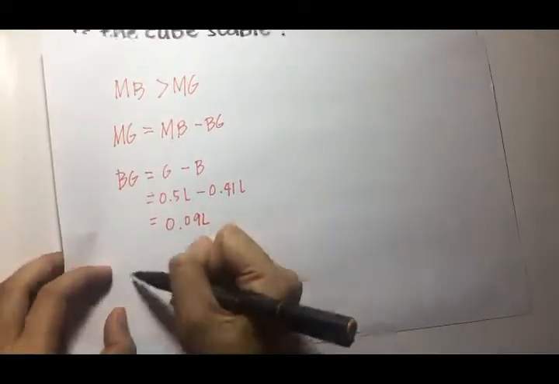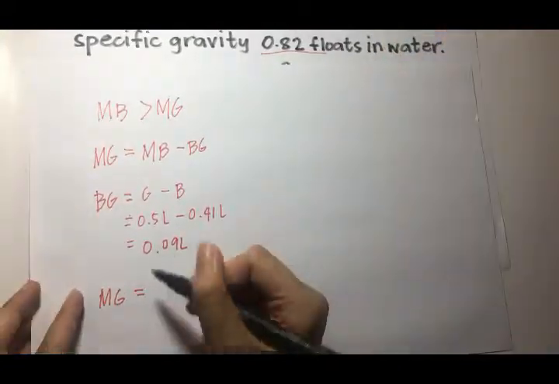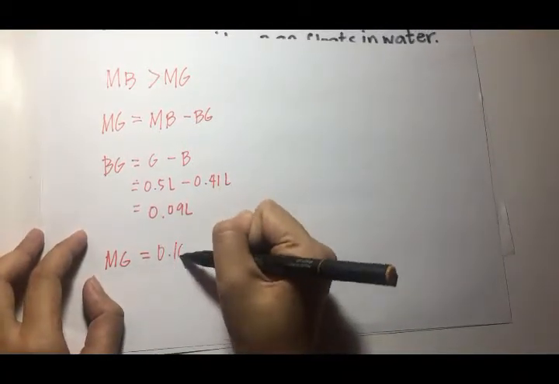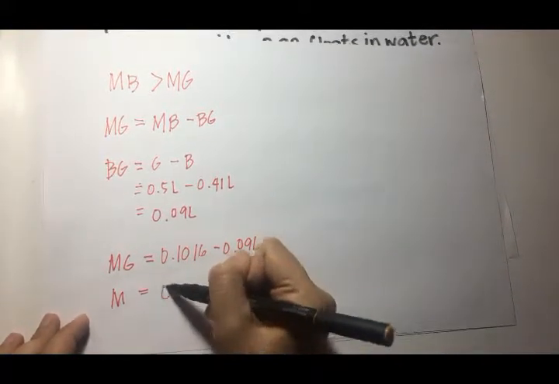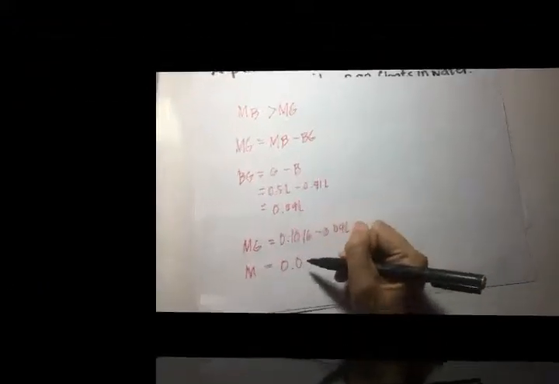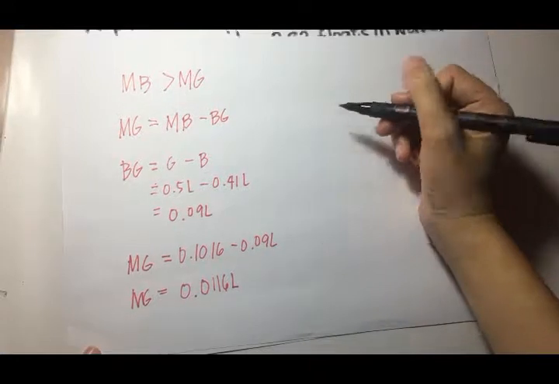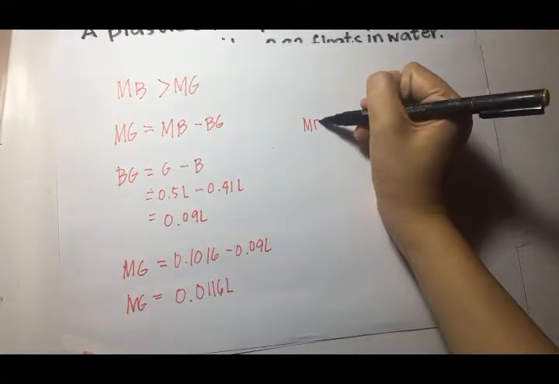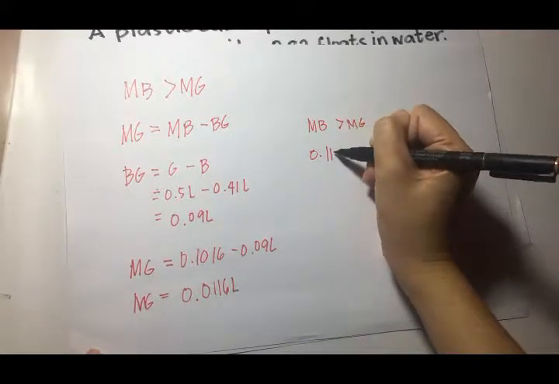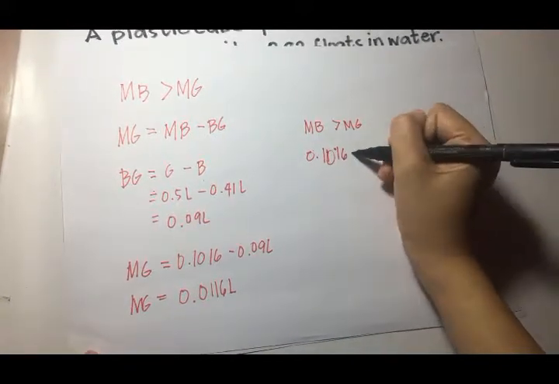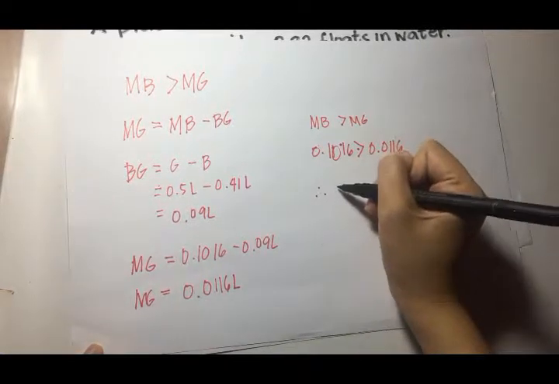So now, let's solve for our MG. Our MB from our previous solution is equal to 0.1016 L minus 0.09 L, which is equal to 0.0116 L. So now, we can conclude that our MB is greater than our BG, so our figure, or our system, is stable.